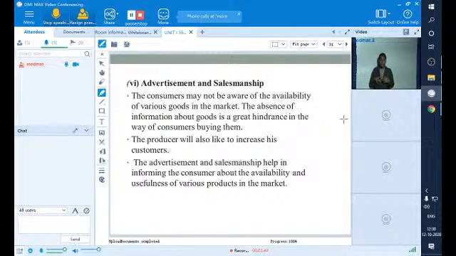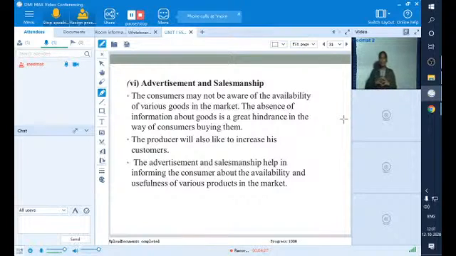So you need to make sure that your product becomes known to your consumer. They should know where they can buy the product, and what kind of product the company is creating and selling. Those things you need to give in terms of advertisement. You need to advertise all your products to your customers. The consumers may not be aware of the availability of various goods in the market. The absence of information about the good is a great hindrance in the way of consumers buying them.